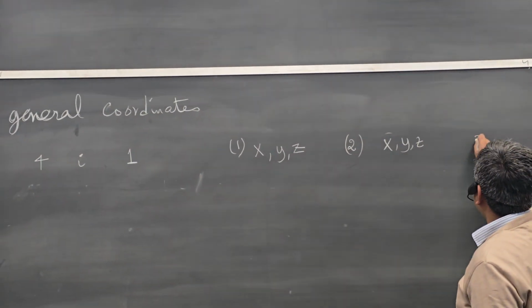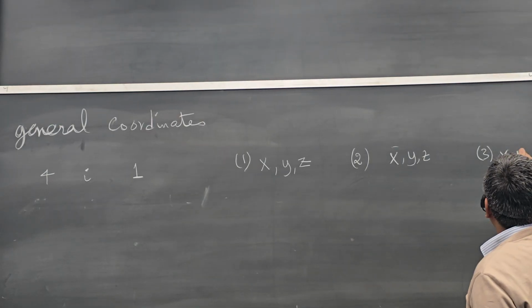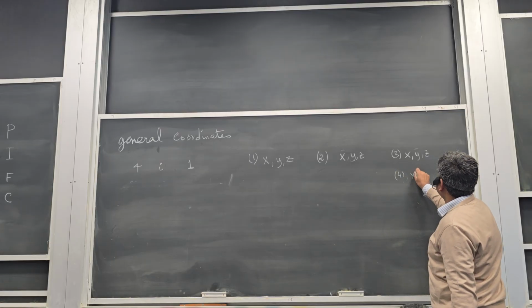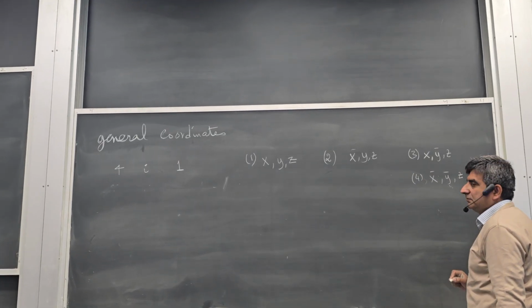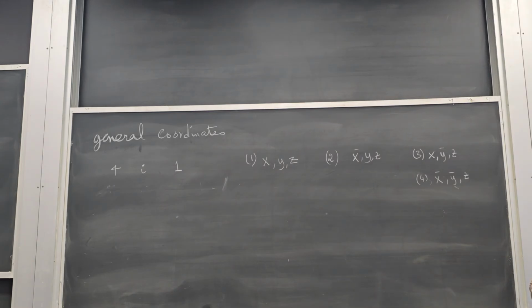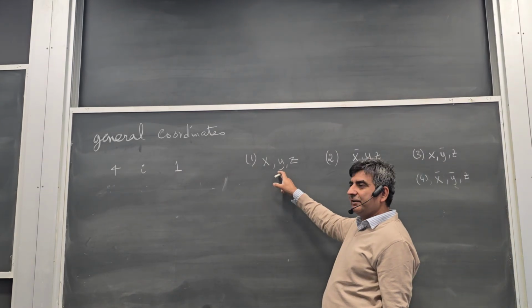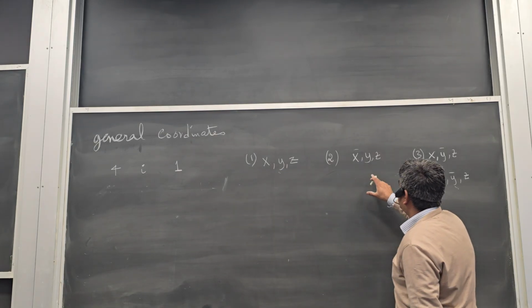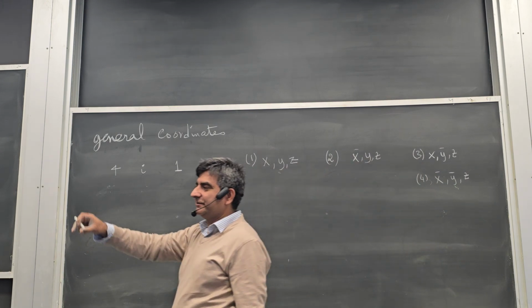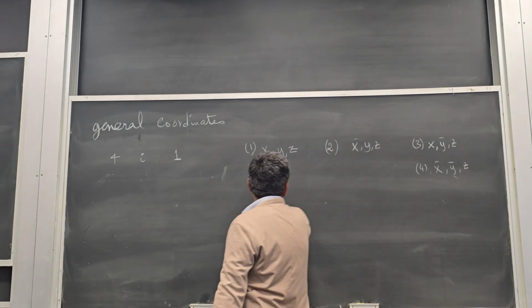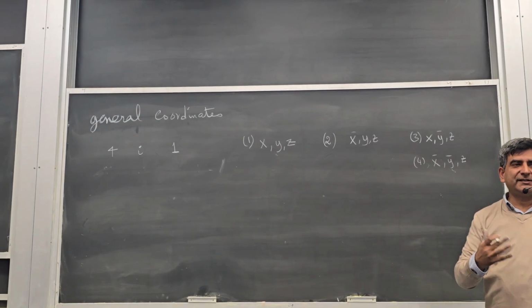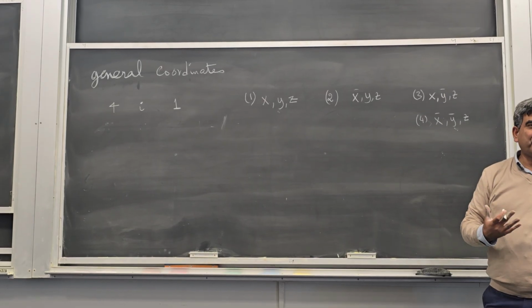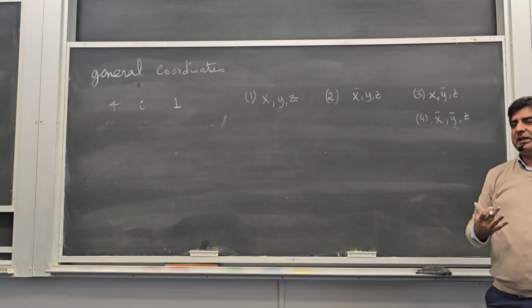You must also have x, y bar, z. And you must also have x bar, y bar, z. Correct? Now you can have atoms. If you have an atom here at x, y, z, which is totally arbitrary, you must have the same atom, the same chemical identity, at all 4 of these locations. Otherwise, this structure will not belong to P M 2. It will not obey the symmetry mandated for the P M 2 space group.